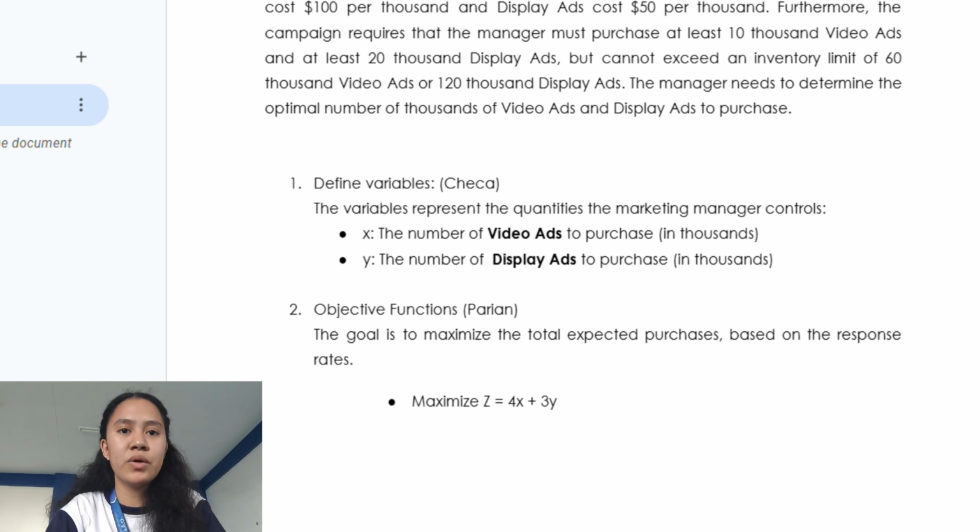Maximize Z equals 4x plus 3y. Now, what is Z? Z is the number of the purchases of video ads and display ads. 4x or 4 times x comes from where the video ads yield 4 expected purchases per 1,000 ads, and the 3y comes from display ads yield 3 expected purchases per 1,000 ads. The constraints will be discussed and continued by Ms. Nera.